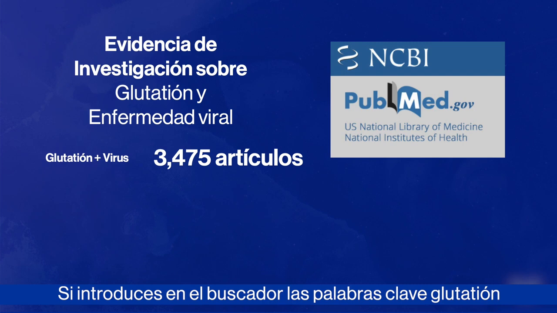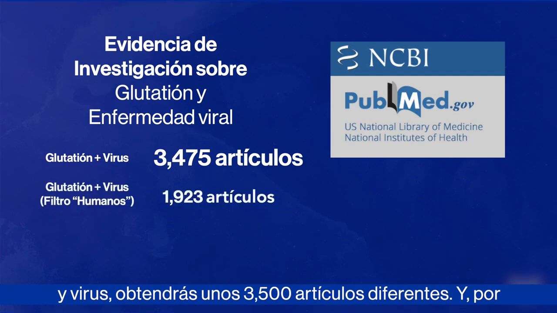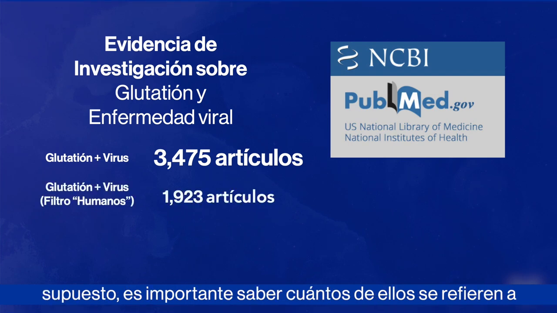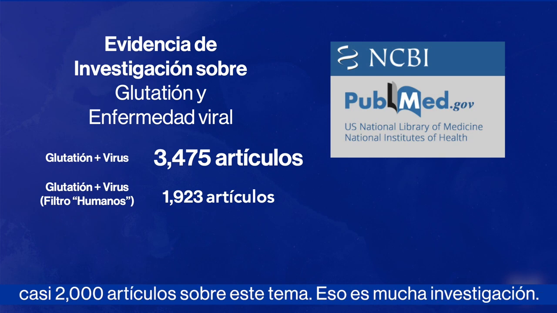If you enter the key terms glutathione and virus into the search engine, you're going to get back somewhere around 3,500 different articles. And of course, it's important to know how many of these have looked at humans. If you add the filter human to that, you're coming up with almost 2,000 articles on this topic. That's a lot of research.